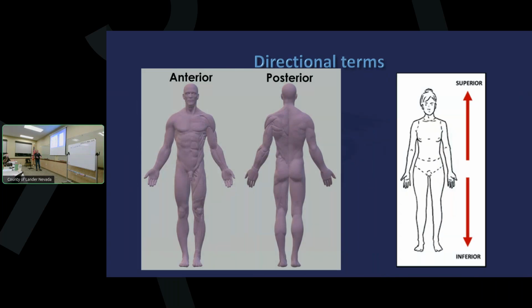So we know anterior, we know posterior. If it's above, it's going to be superior. And if it's lower, it's going to be inferior. That goes to when we're talking about the vessels that come into the heart, we have our superior vena cava and our inferior vena cava. So it's talking about where it's at. Is it above or below?